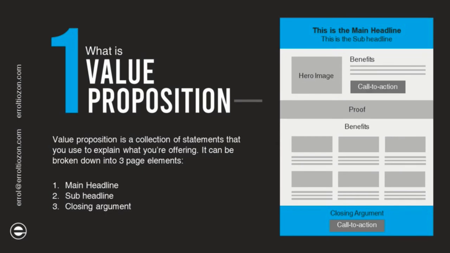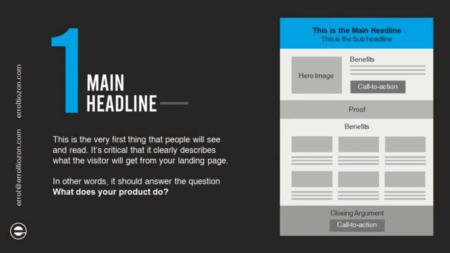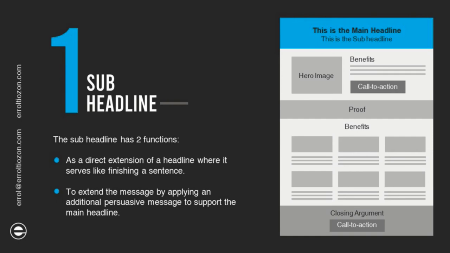Okay, so let's proceed to the first value proposition element, which is the main headline. The main headline is the very first thing that people will see and read. So it's very critical that it clearly describes what the visitor will be getting from your landing page. In other words, it should answer the question, what does your product do, when the visitors land on your landing page?